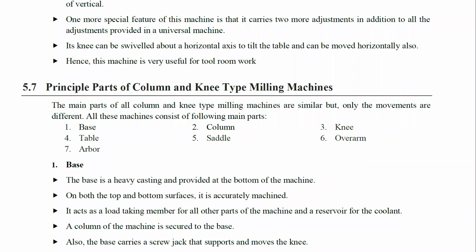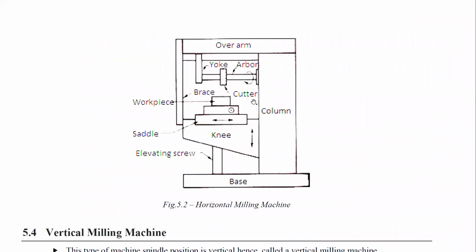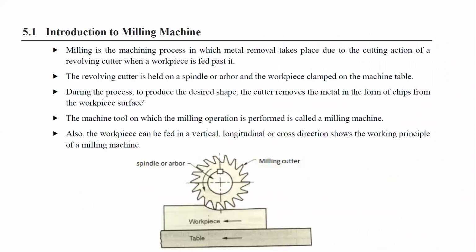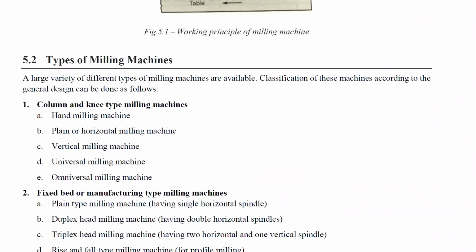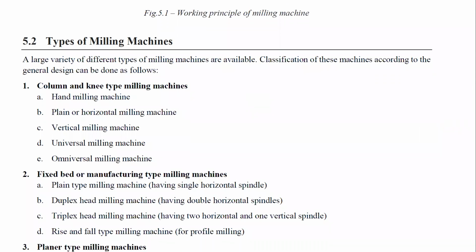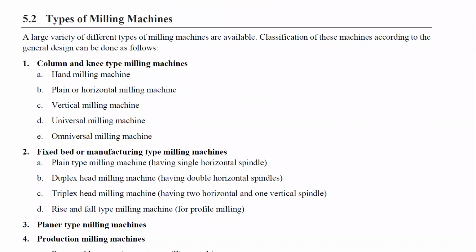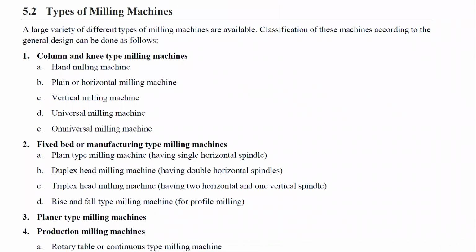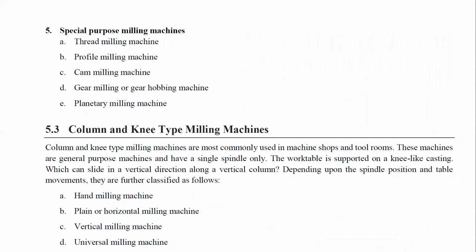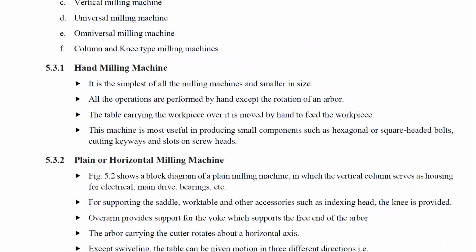Hello everyone, welcome back. In the previous lecture, I was explaining the classification of milling machines. In this chapter on milling machines, I explained the column and knee type milling machine: hand, plain, horizontal, vertical, universal, omniversal. Up to this, I explained in the previous lecture.